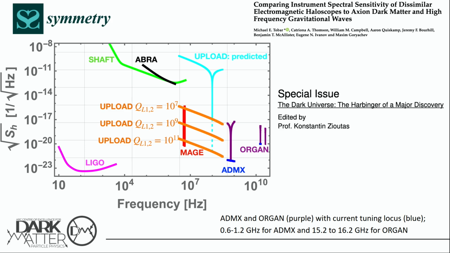But if you plot the spectral sensitivity, it doesn't lie. And this is in this paper, this is the figure. You've got LIGO, this is the strain per root hertz or theta or whatever you call it per root hertz. And we've got all our experiments there, MAGE, ORGAN, and UPLOAD. And then we've got ABRA and SHAFT and LIGO, all on the one figure.